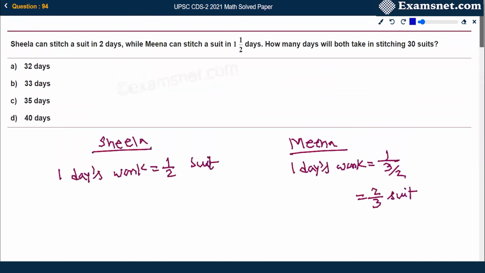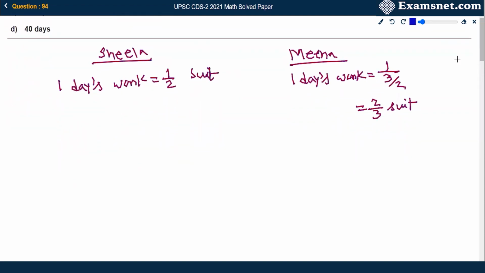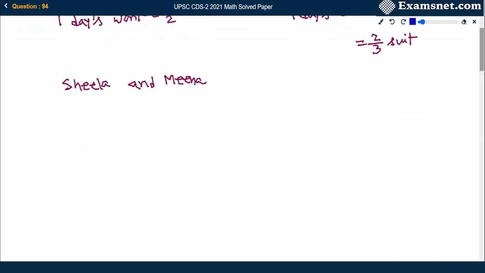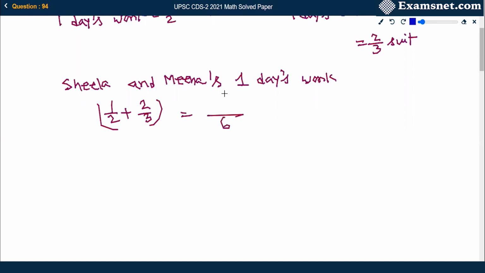So if they are working together, in 1 day, Sheila and Meena's 1 day's work is half plus 2/3. So it becomes 3 plus 4 over 6, that is 7/6 suit.